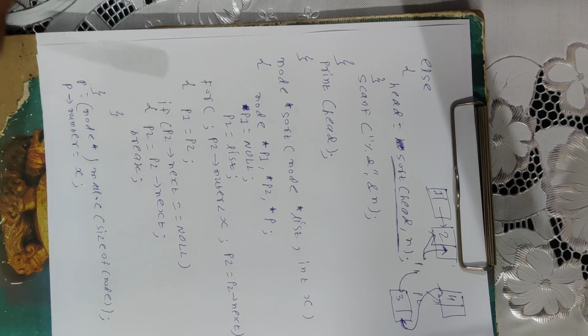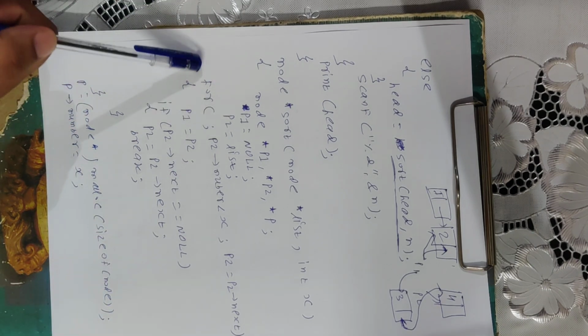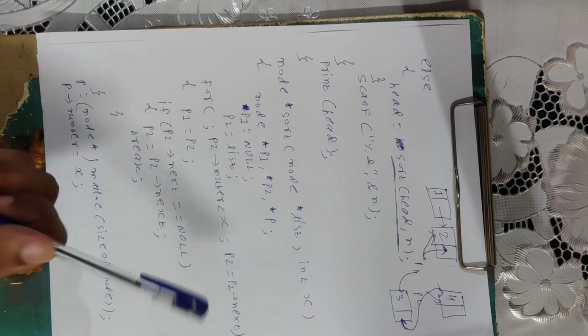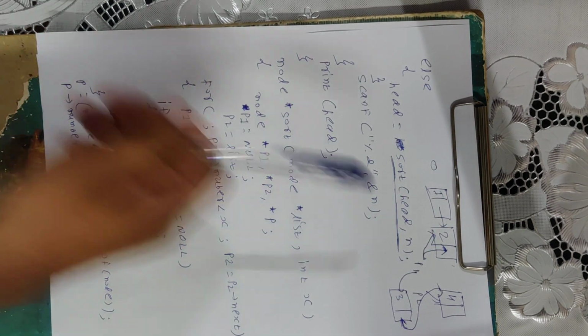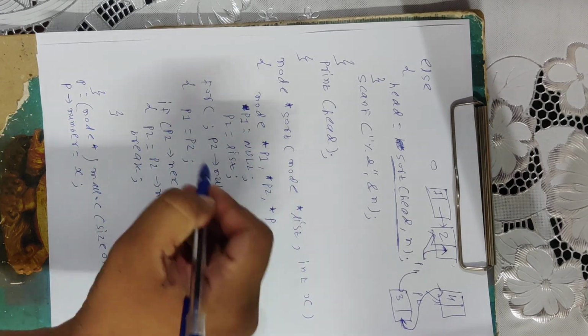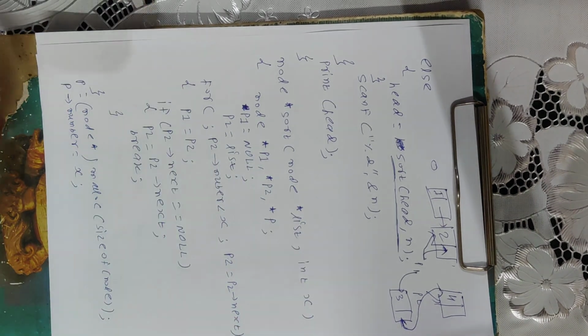Okay, now you have one more condition. Let's say if you are trying to add at the starting position, then your P1 will be null, you will not go inside the loop. Let's say I want to add 0 here, so if I am adding 0, then it will not go inside the loop and the value of P1 will be directly null.